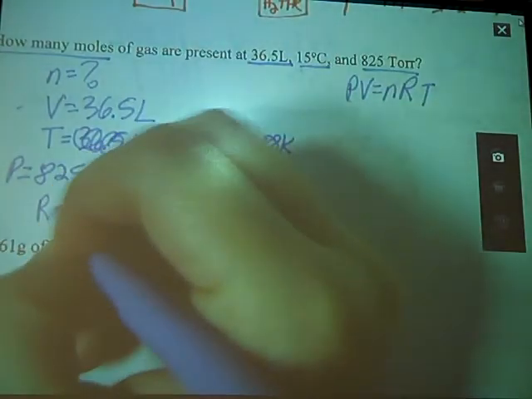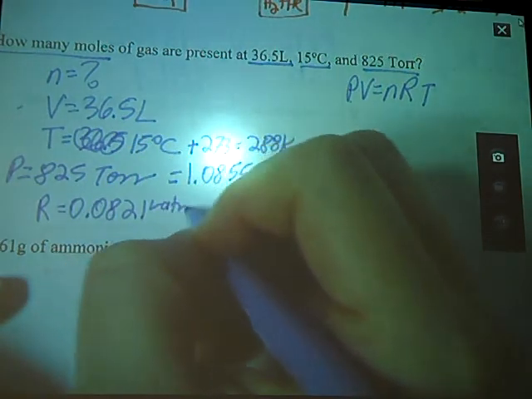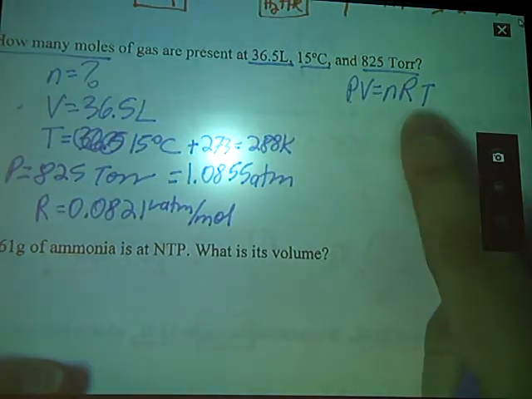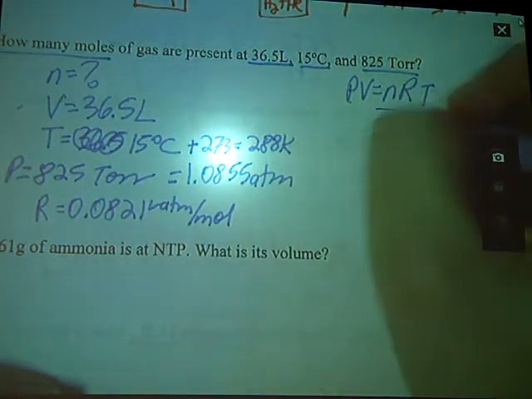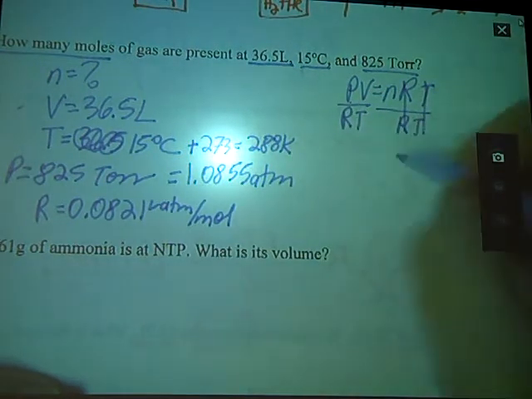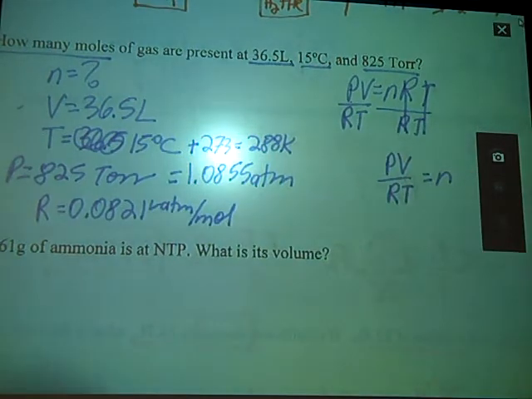We know R is a constant, as we mentioned before. Let's see, I'm looking for my n. So RT is being multiplied on this side, so I have to divide both sides. That gives me PV over RT equals n. Just shove in your numbers and that should spit out our answer.